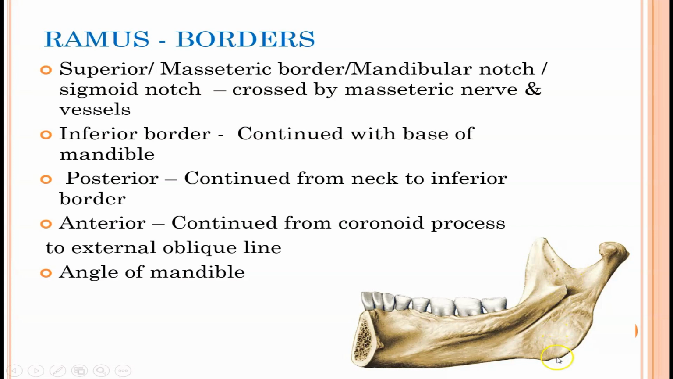The inferior border is continued with the base of the mandible. The anterior border is continued from the coronoid process and downwards it is continued with the external oblique line. The posterior border is continued from the head of the mandible, passes downwards and continues with the inferior border. The point where the posterior border and the inferior border meet is called the angle of the mandible, the anatomical angle of the mandible.